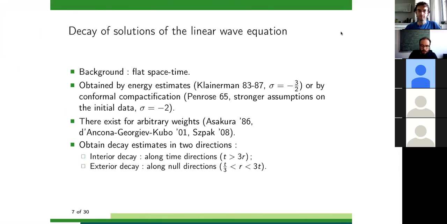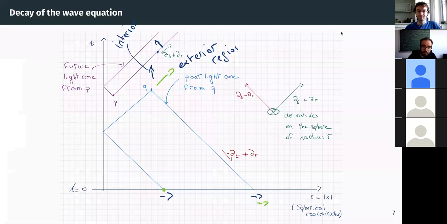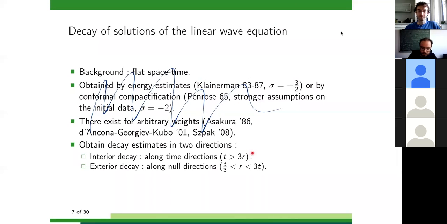Okay, it's not very important, but let's forget about that. We don't care. Here, as I've mentioned before, there are two directions that we have to be looking at. There's a time direction, if you mean, this is the derivative here. This is the interior decay. So it's when I'm looking at the decay in that direction. And here it will be the exterior direction. More specifically, in terms of the region of spacetime I'm looking at, that would be t bigger than 3r, and r comprised between 3t and t over 3. This three is completely arbitrary, right? I mean, just to fix the ideas.